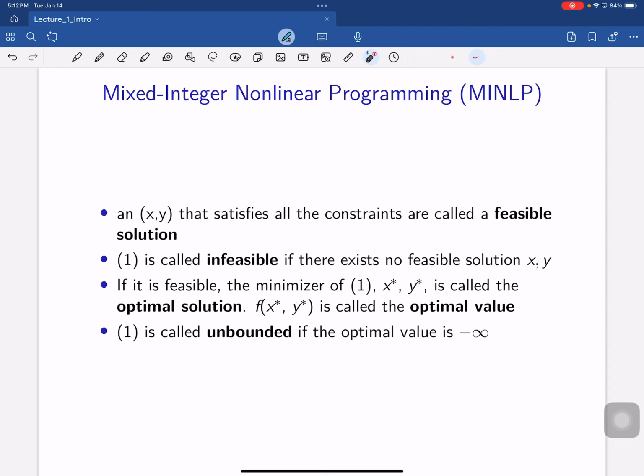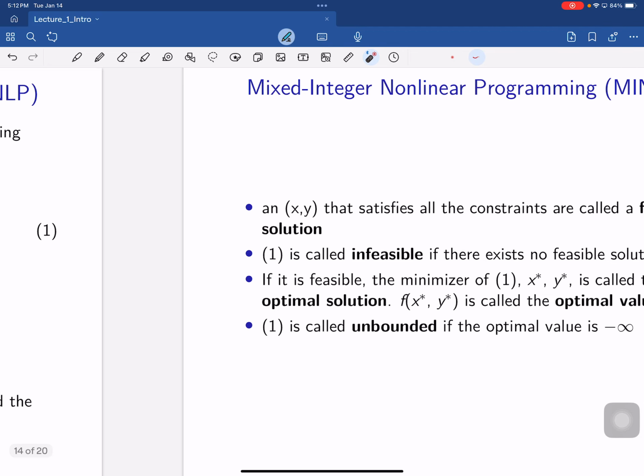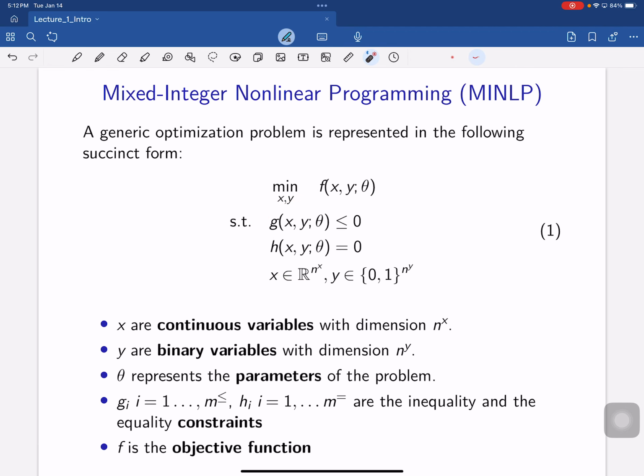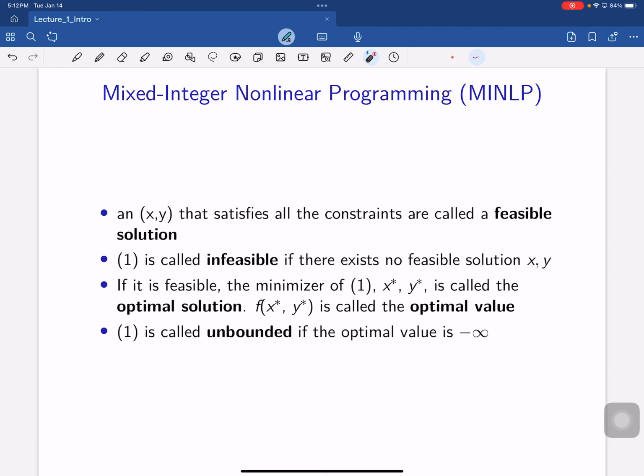So that is called infeasible if there exists no feasible solution x and y. And if x and y satisfy all the constraints listed in this equation, that means x and y is called a feasible solution to the MINLP. And then if it is feasible and x and y minimize equation 1, then we can denote them as x star, y star. They are called the optimal solution to equation 1. And then the corresponding optimal objective value is what we call the optimal value of the optimization model.